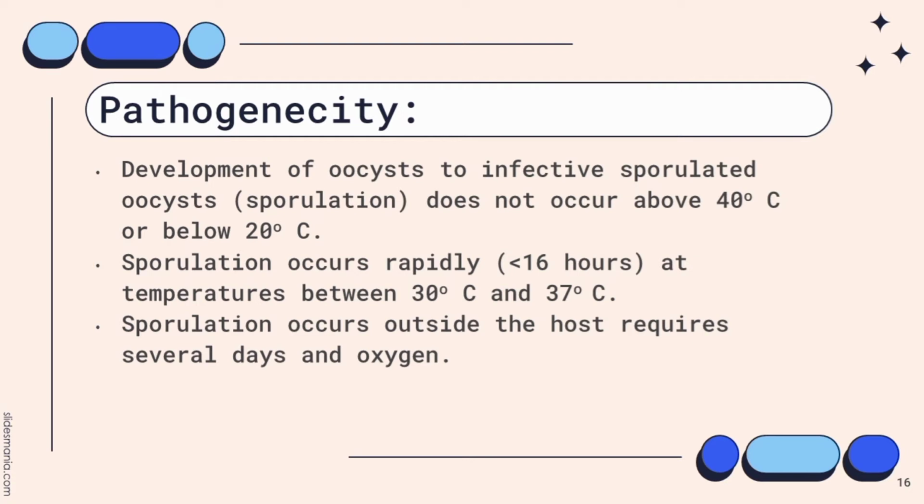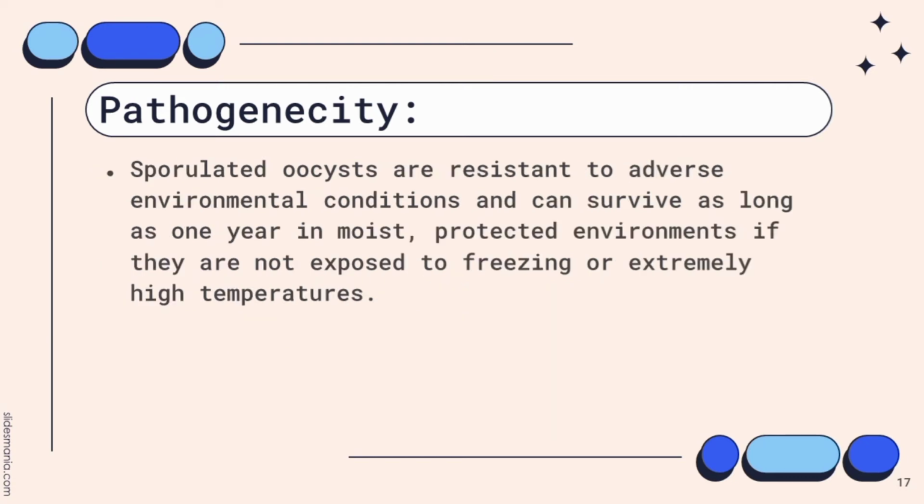Sporulation occurs outside the host, requires several days and oxygen. Sporulated oocysts are resistant to adverse environmental conditions and can survive as long as 1 year in moist, protective environments if they are not exposed to freezing or extremely high temperatures.